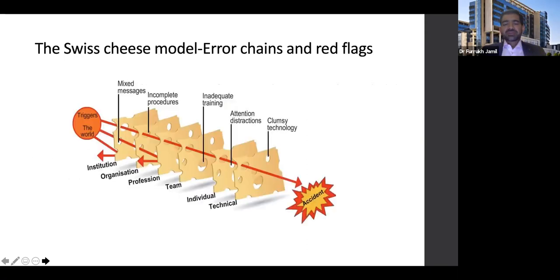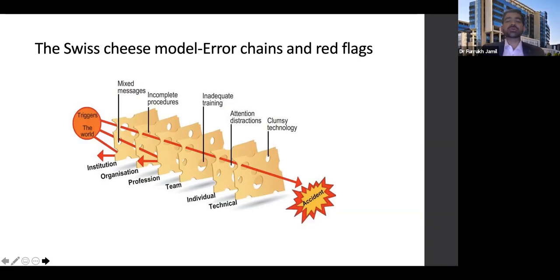I'm sure you have seen this Swiss cheese example again and again. It's a reminder for us that mistakes do not happen all of a sudden. They happen due to a cascade of problems. The problem could be at the institutional level, the organization, the team, or the individual. Similarly, it will be multiple human factors which lead to the problem.